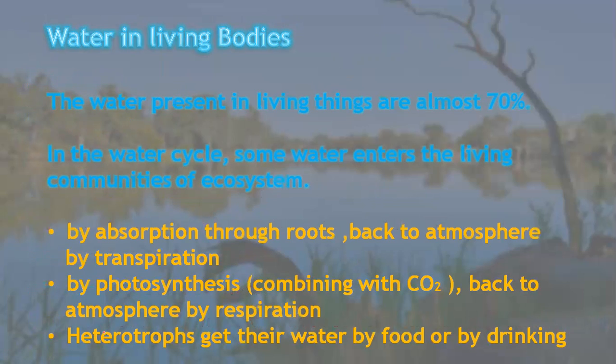Water is also present in living bodies, almost 70%. So in the water cycle, some water enters the living communities of ecosystems also. Different organisms have different methods of absorbing water, because every living thing is made up of water, so they need water at every cost. Like plants absorb water through their roots and then send it back to the atmosphere through transpiration, when the water is evaporated back to the atmosphere from their leaves.